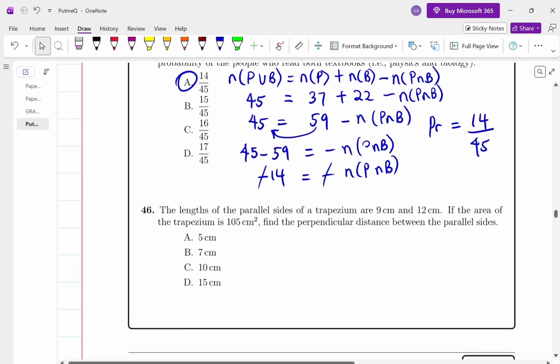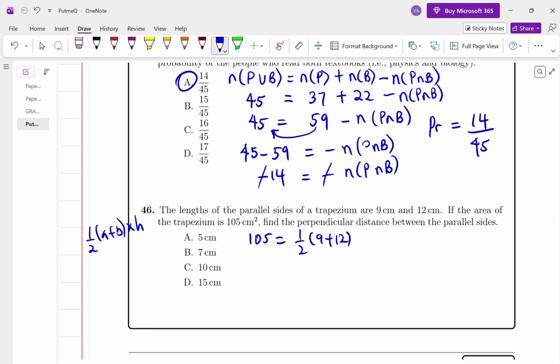Question 46. The lengths of the parallel sides of a trapezium are 9 cm and 12 cm. If the area of the trapezium is 105, find the perpendicular distance between the parallel sides. To start with, in a trapezium, the formula is half a plus b times height. That's the formula for area of a trapezium. Okay, so this means 105 is equal to half of 9 plus 12 times the height.